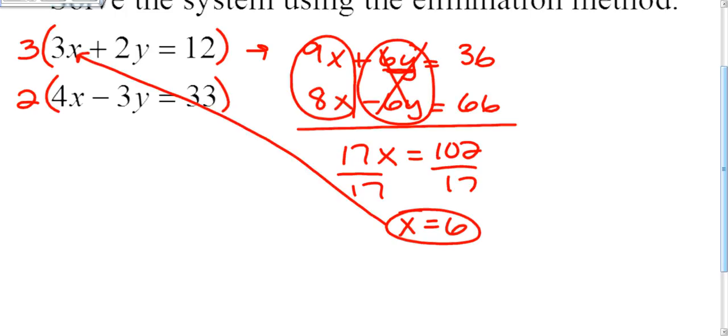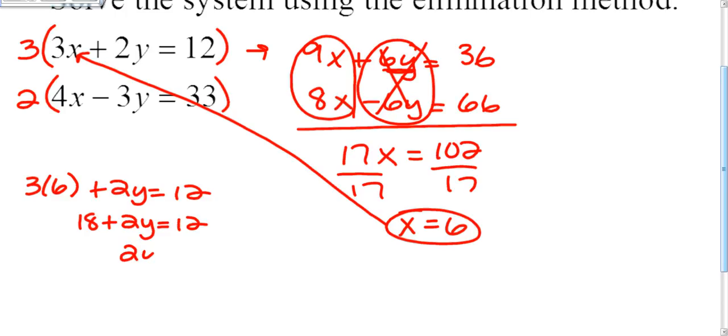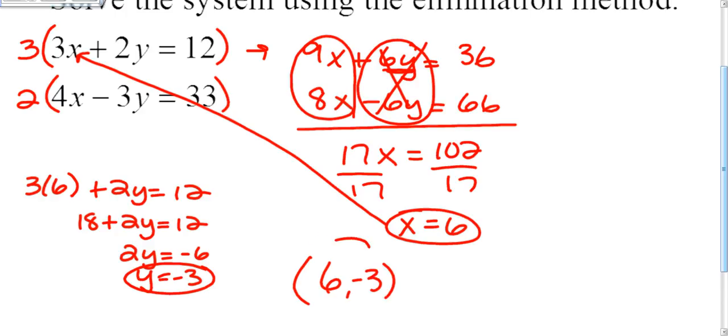When I put an x value of 6 in, I have 3 times 6 plus 2y equals 12, or 18 plus 2y equals 12, or 2y is negative 6, and so y is negative 3. Okay, so my final answer would be 6, negative 3, x comma y.